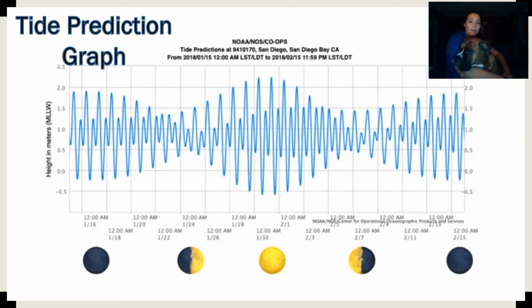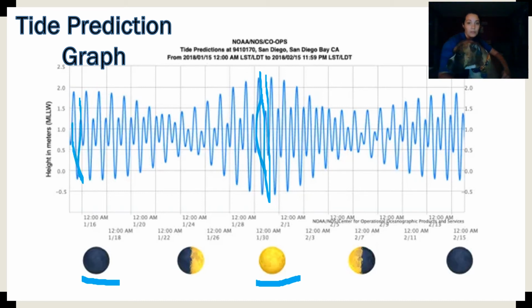So here is something from the NOAA, for tide prediction. This is an example of one in San Diego Bay. And you can tell here when there's a full moon and a new moon, the range is a lot higher. So here we have full and new moons, and the ranges are a lot larger than they are during a quarter moon. Alright, so this would be a spring tide, and this area would be a neap tide.